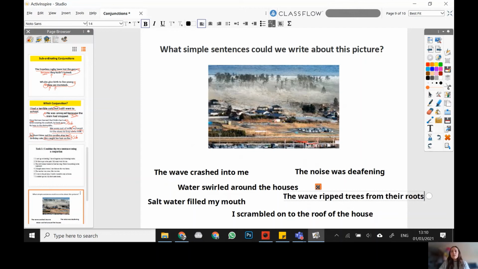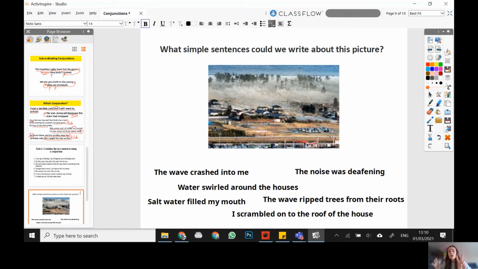All right, so I've got some simple sentences. And if I was writing a description about this, it could be: the wave crashed into me. The noise was deafening. Salt water filled my mouth. I saw the wave rip trees from their roots. Water was swirling around the houses and I scrambled up onto it. So simple sentences. So what I'm going to do now in my book, I'm going to link those using subordinating or coordinating conjunctions to make my writing more interesting.